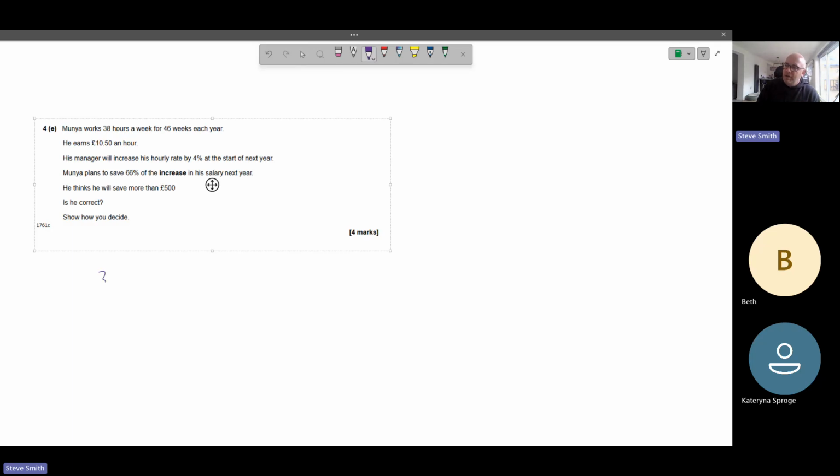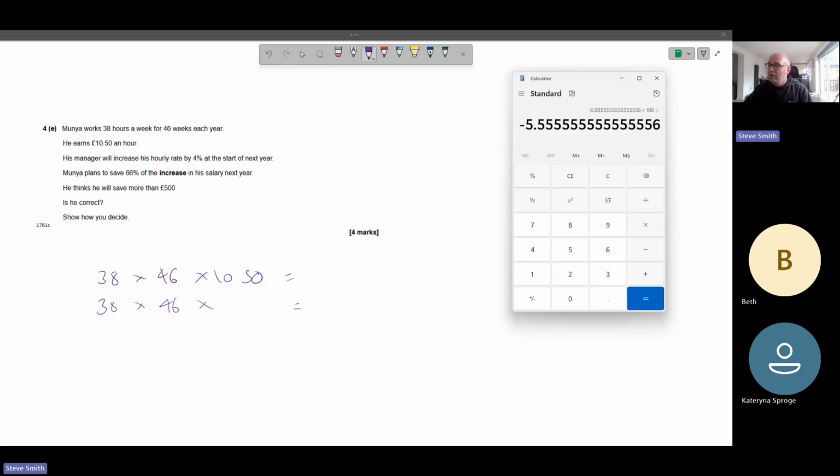What is he getting at the minute? He's getting 30 times by 46 times by £10.50. Excuse me, that was a bit rubbish. We obviously don't know what that is, but we still know it's going to be 30 hours, and we still know it's going to be 46 weeks. So let's do what he's earning now. 30 times by 46 times by the £10.50 an hour he's on. Okay, so currently he's earning 14,490.